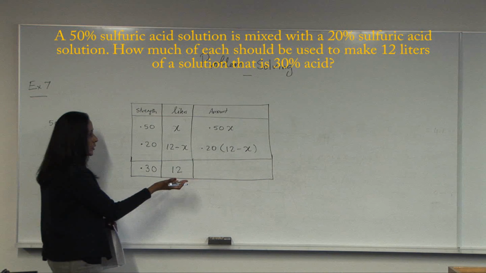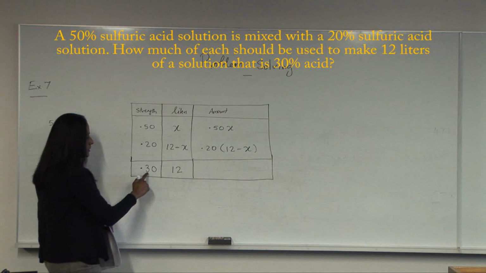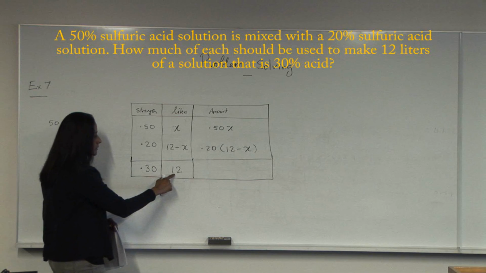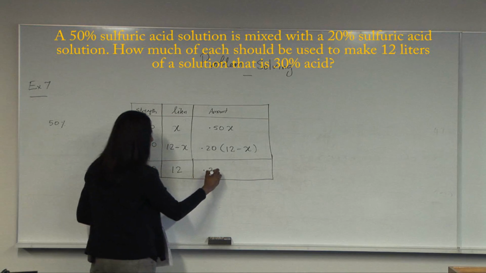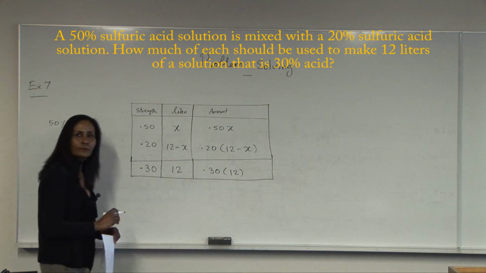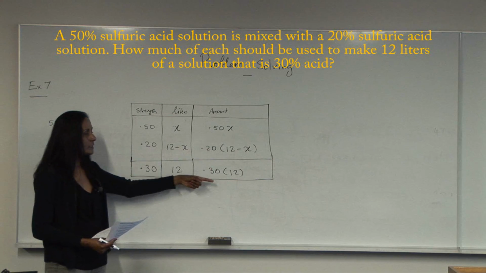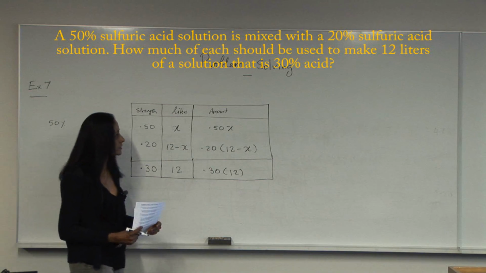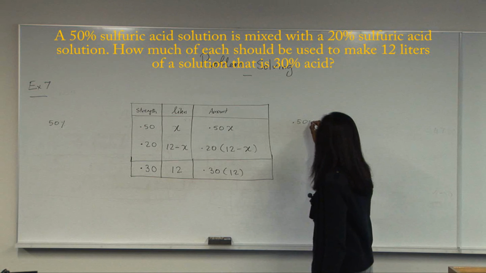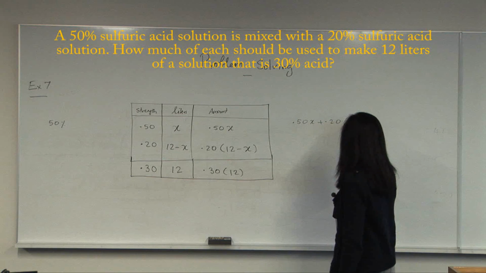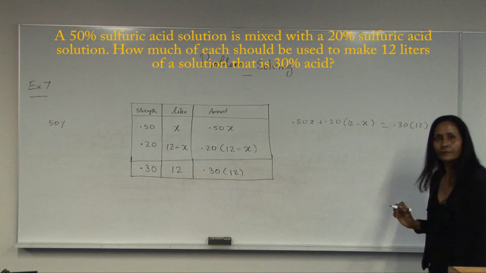And here, what would be the total? After you mix this one with this one, what do you get? This is the strength and these many liters of the total, and this is the solution they get after they mix these two. So 0.30 times 12. So when this is mixed with this, you get this. This plus this is equal to this. That's the equation we are going to use, correct? You have to set up that equation. So 0.50x plus 0.20 times (12 minus x) is equal to 0.30 times 12. Okay.